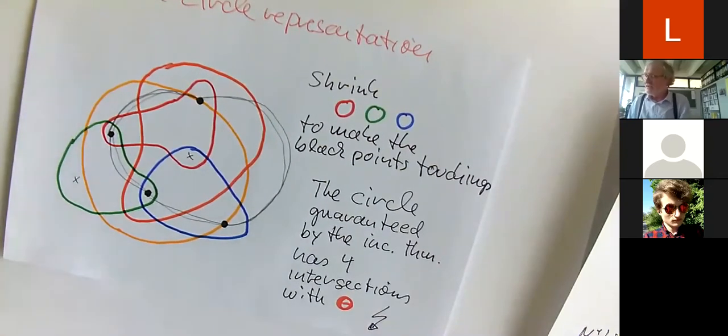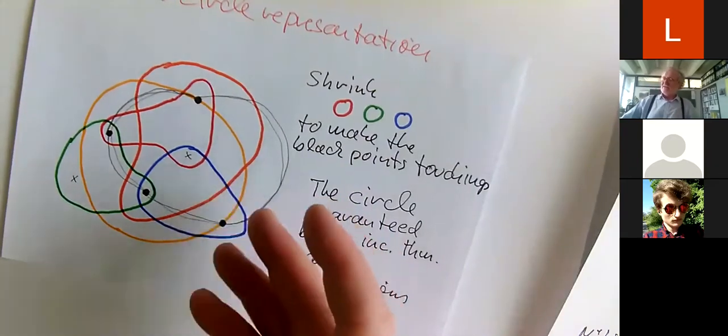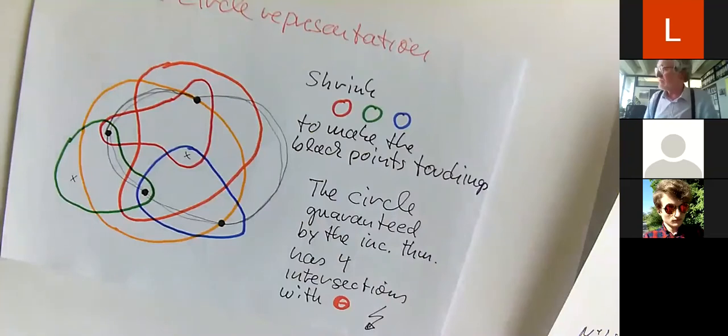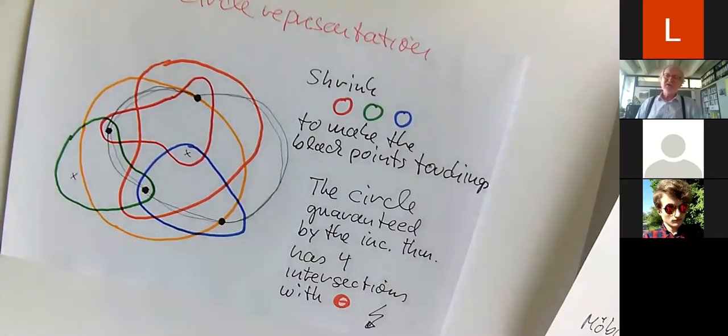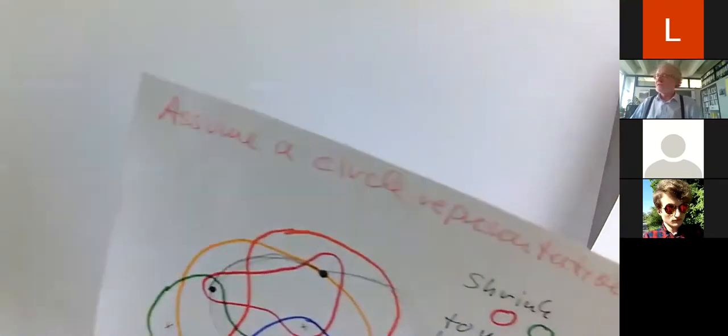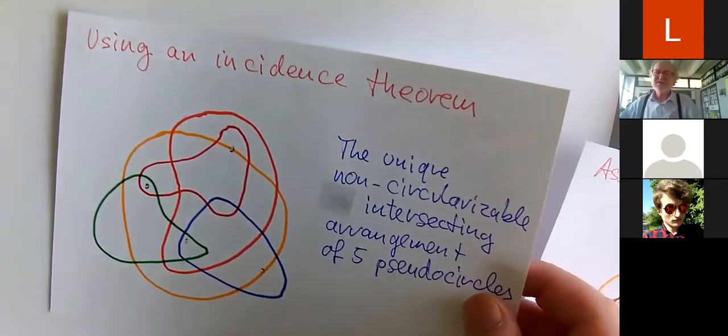And this is illegal, because we are assuming that we have a representation of this pseudocircle arrangement where everything is a circle. And then we can add another circle, which is guaranteed by the incidence theorem. And two of the circles, the red circle and the black circle, have 4 intersections, can't be. So we can refute the assumption that this example has a representing circle arrangement.